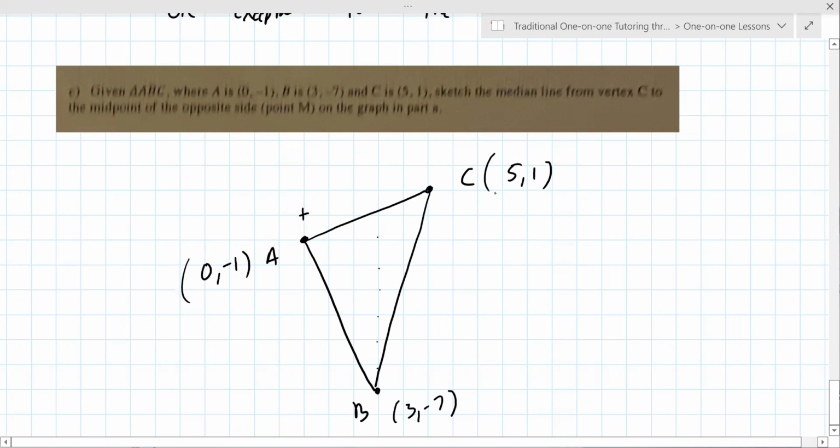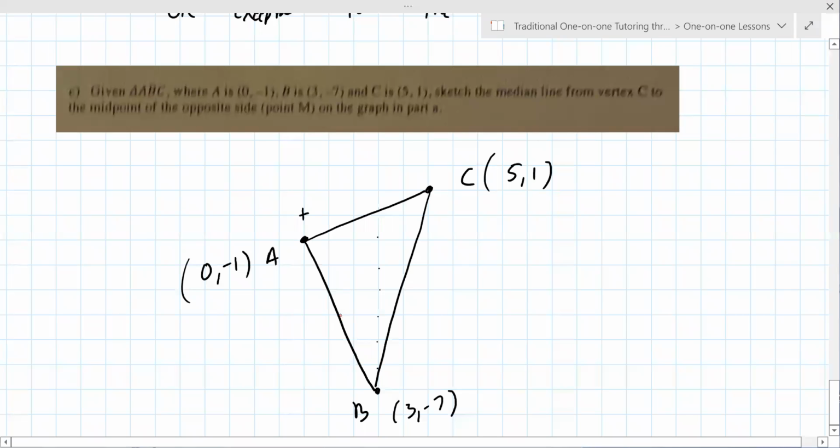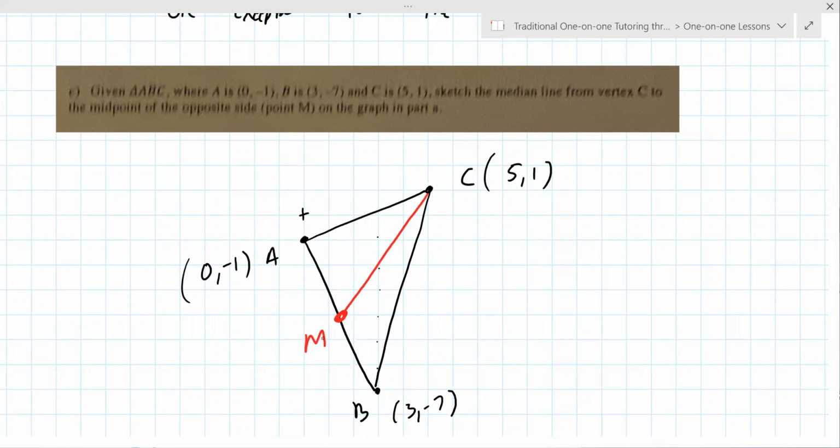Given triangle ABC, the median is from vertex C to the midpoint, which means the middle. Your median goes to the midpoint of some line, and that makes two segments that are congruent. Yes, that's the proper word for it. Congruent basically means the same. So we want the equation of this line, which means we first have to find the midpoint.